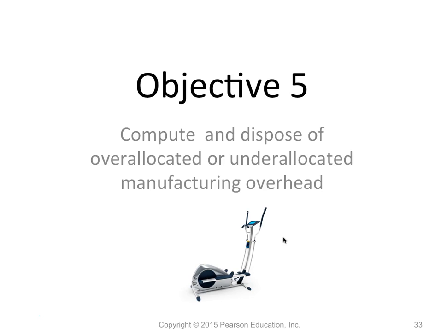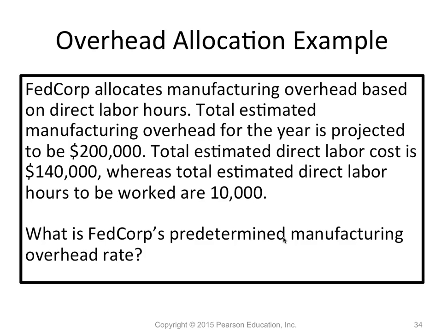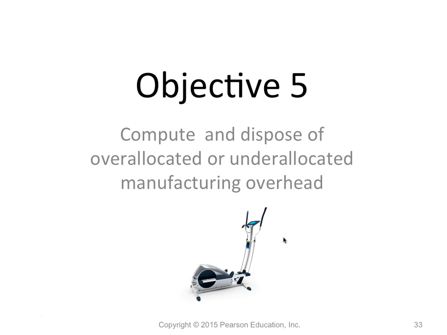So now we're looking at how to compute and dispose of over-allocated and under-allocated manufacturing overhead. Just a little bit on this, because the estimated overhead is not always the same as what actually happened, so there are always some differences. If the difference, estimated minus actual, is higher than 0, it will be over allocated. If it's less than 0, it will be under allocated.